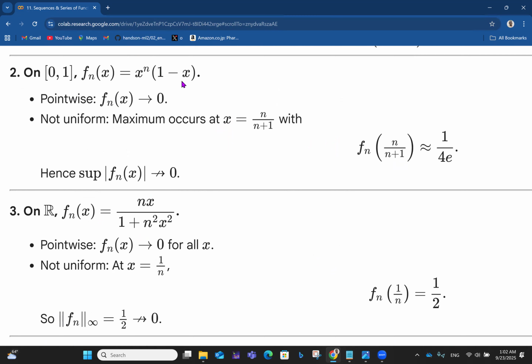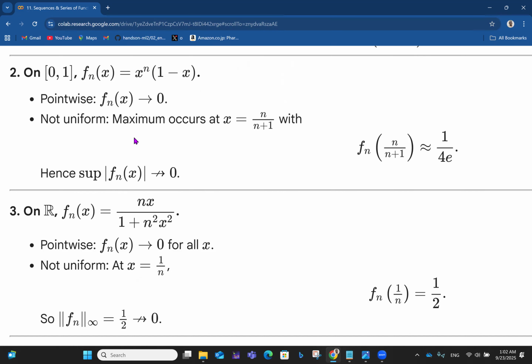So pointwise, if you put 0 for x, that makes sense. On this interval, not for all values, just the interval 0 to 1. If you put 0, this approaches 0. If you put 1, 1 minus 1 is 0. Good. So on this closed interval, fn of x approaches 0.